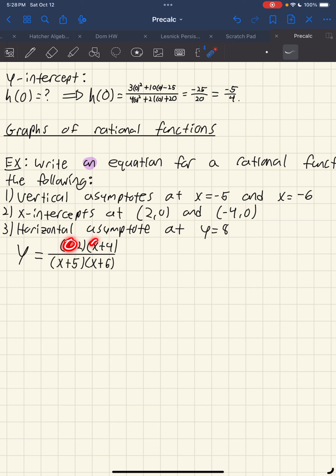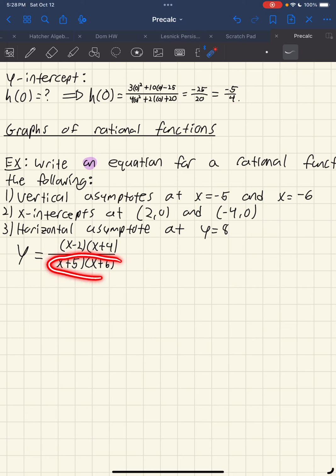There's x to the 1 here, x to the 1 here, x to the 1 here, x to the 1 here. And when I expand, let's start with this -2. -2 times x will be -2x. -2 times 4 will be -8. So at that point, all I have is -2x, meaning the degree is 1. But if I expand this guy, I will get x squared. Nothing else can make x squared or anything greater than x squared. Therefore, the degree upstairs must be 2.